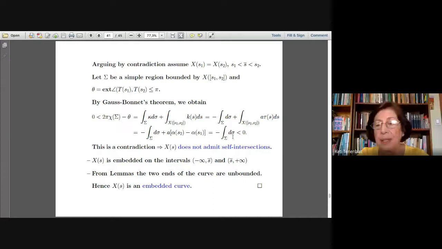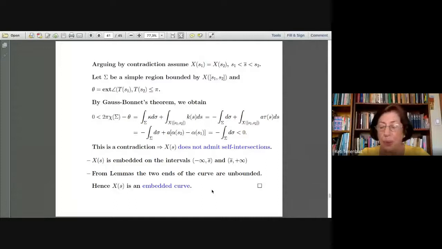So even when alpha is not monotone, X does not have self-intersection. So X is embedded on the intervals minus infinity to S bar and S bar to plus infinity. And from the lemmas, the two ends of the curves are unbounded. So this is an embedded curve.